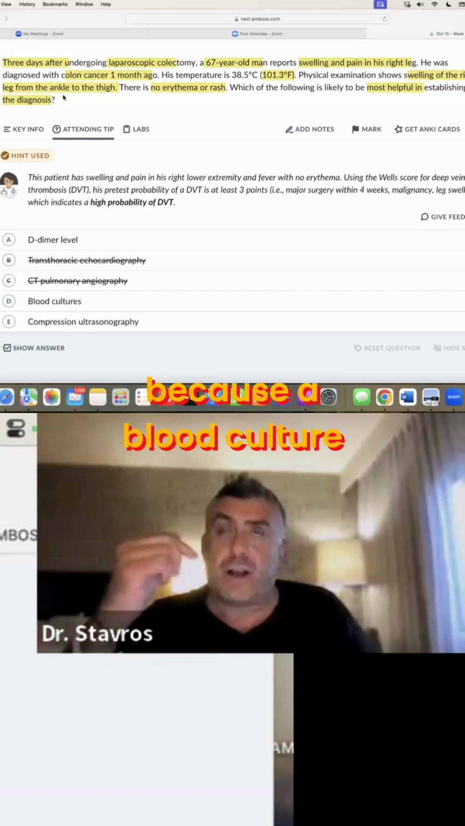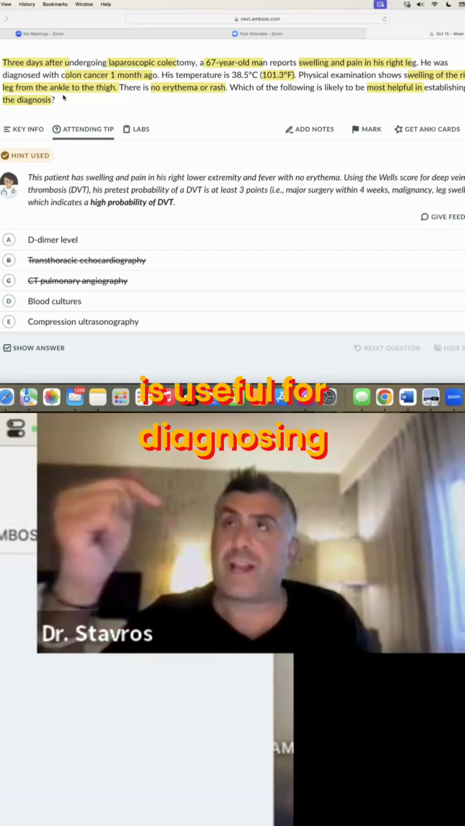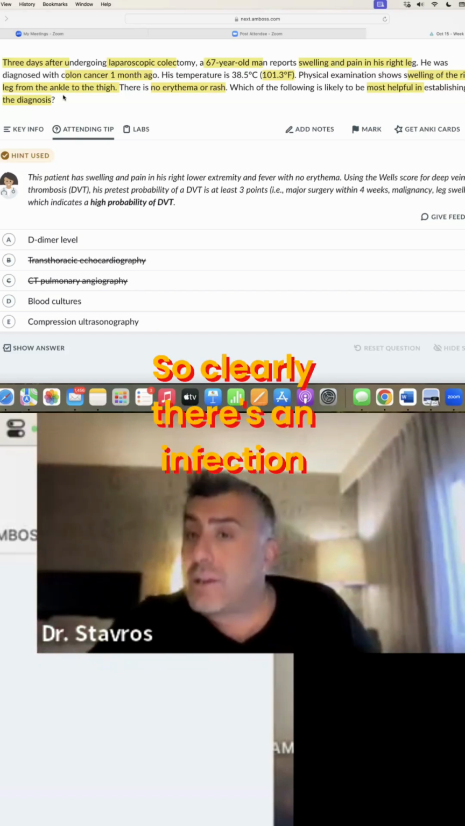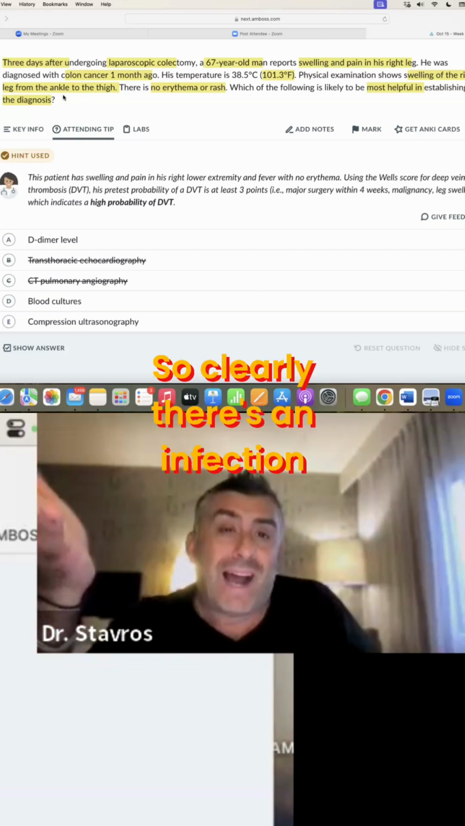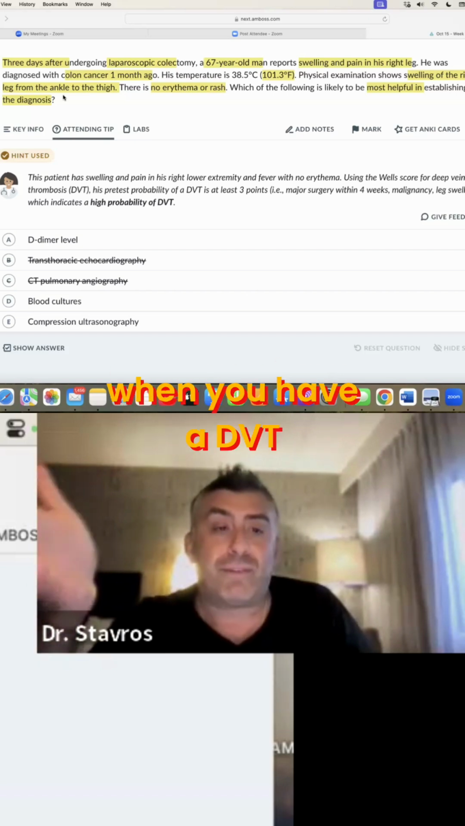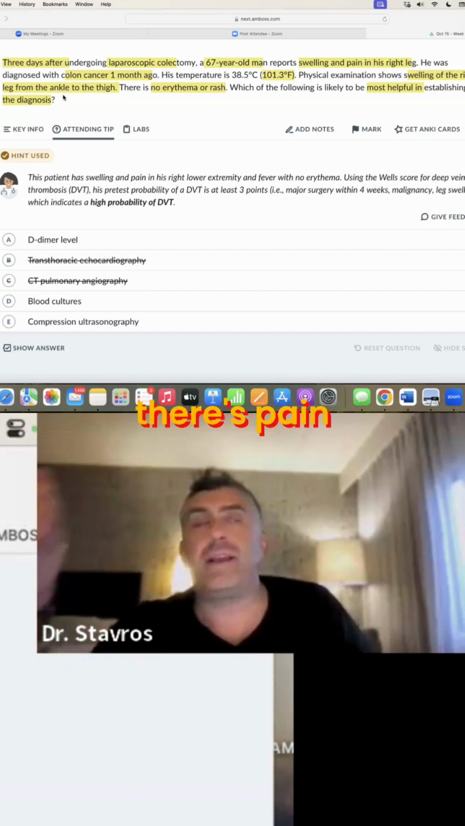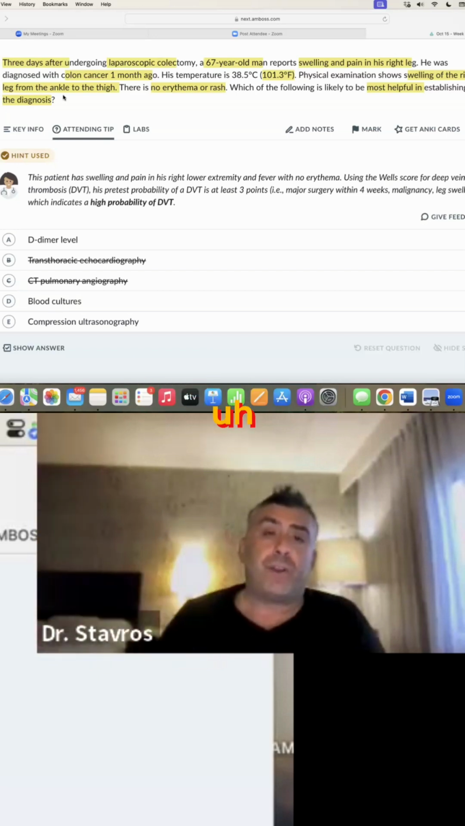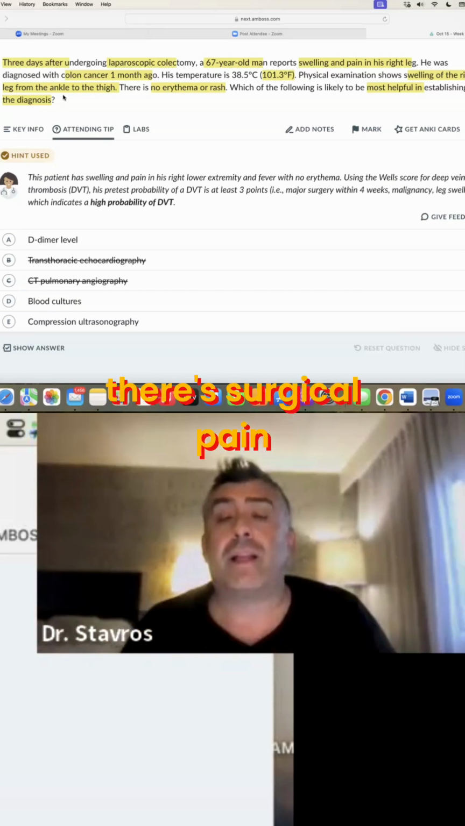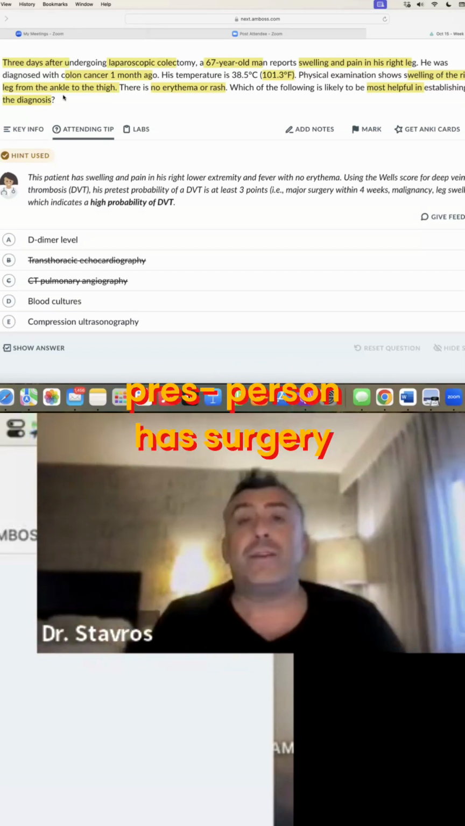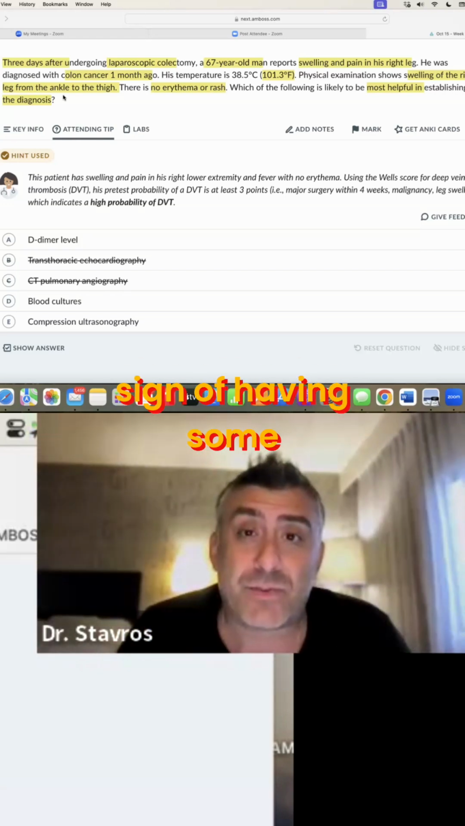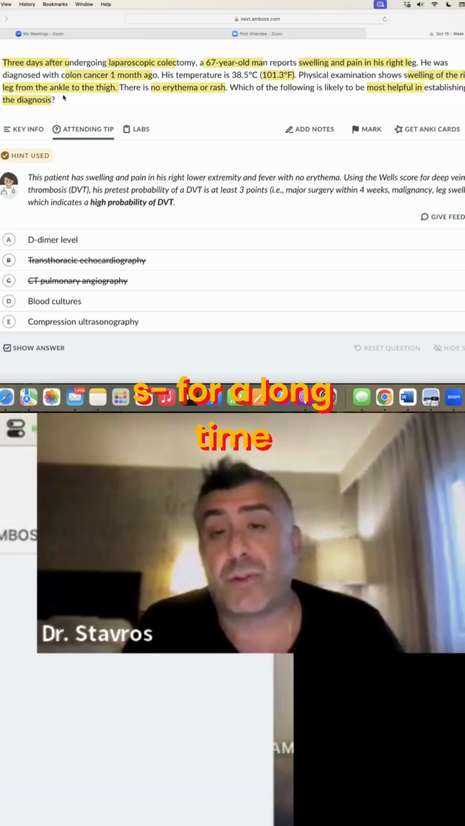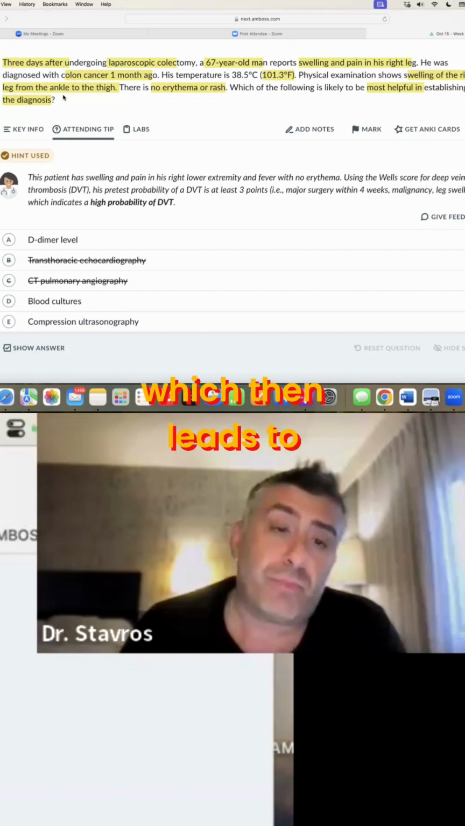No, because a blood culture is useful for diagnosing a case of cellulitis, right? So clearly there's an infection, but at the same time, when you have a DVT, yes, there's pain. Obviously there's surgical pain. When that person has surgery, usually that's a good sign of having some sort of a DVT. A lot of times they're in bed for a long time, with limited mobility, which then leads to a PE.